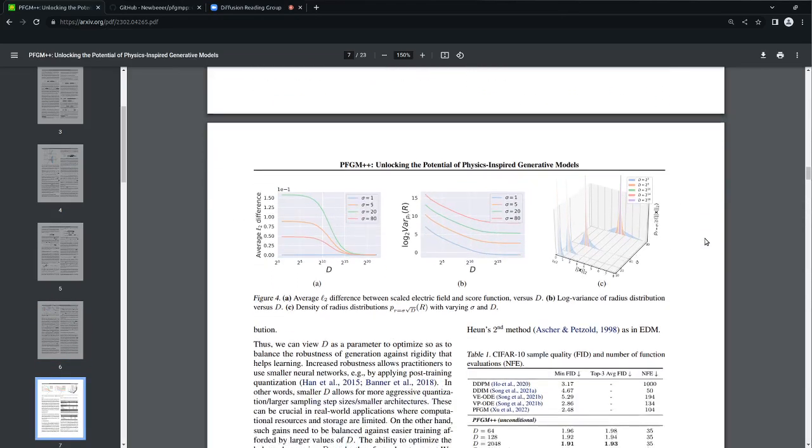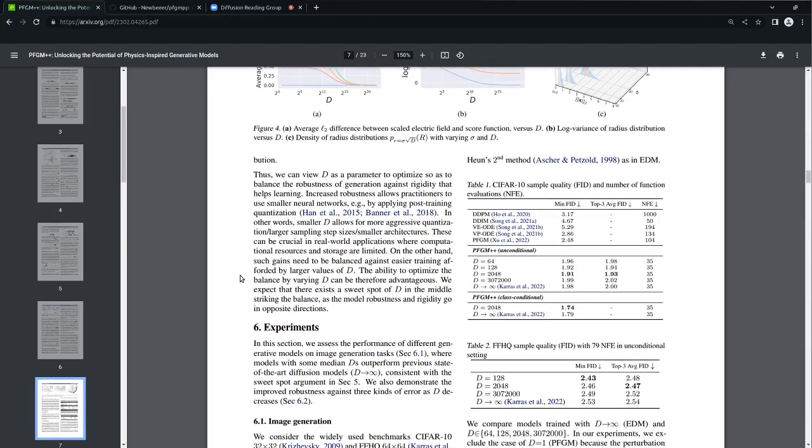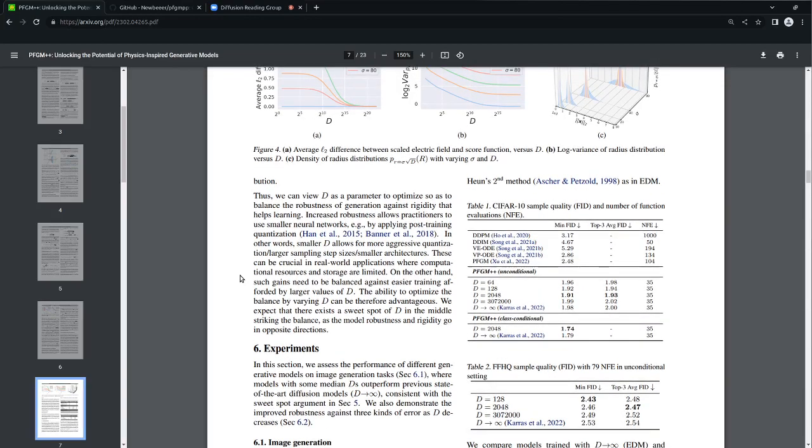That's my main problem. Thus we can view the d parameter as something to optimize, to balance the robustness of generation against rigidity that helps learning. I still have no idea what they mean by these two terms, so it's mildly frustrating. But they do mention that taking some small d means you can do more aggressive quantization and get a smaller model, so presumably it's beneficial. That's an interesting claim that they don't back up in any way.